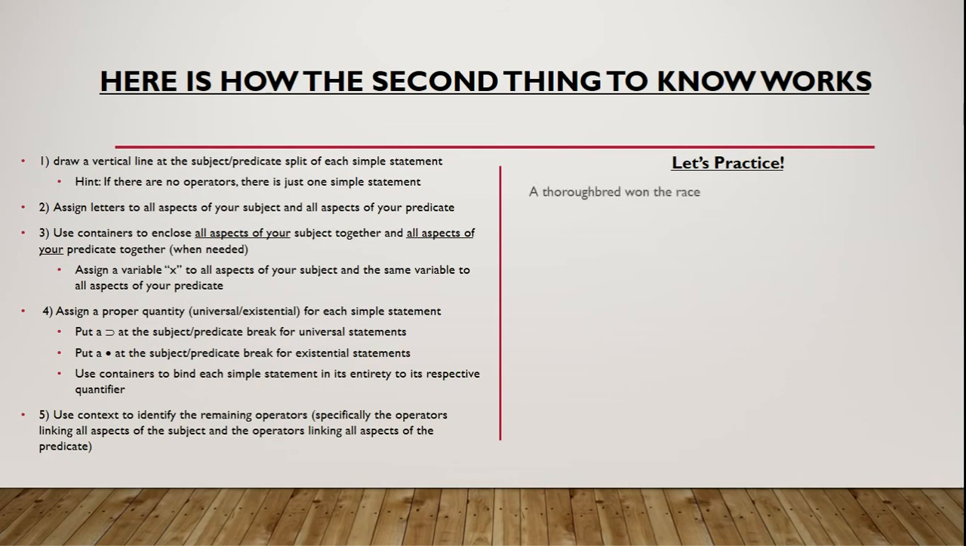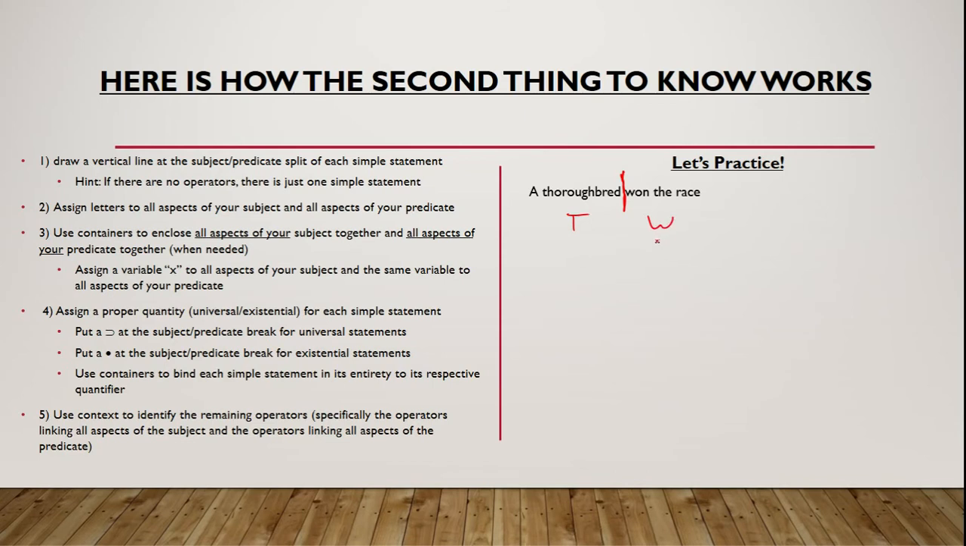Okay, next one. A thoroughbred won the race. Draw a vertical line at the subject predicate split of each simple statement. So we have a thoroughbred as the subject, and what did that thoroughbred do? It won the race. If there are no operators, there's just one simple statement. So this is just one simple statement. Assign letters to all aspects of your subject and all aspects of your predicate. So here we have T for thoroughbred, and W for won the race.